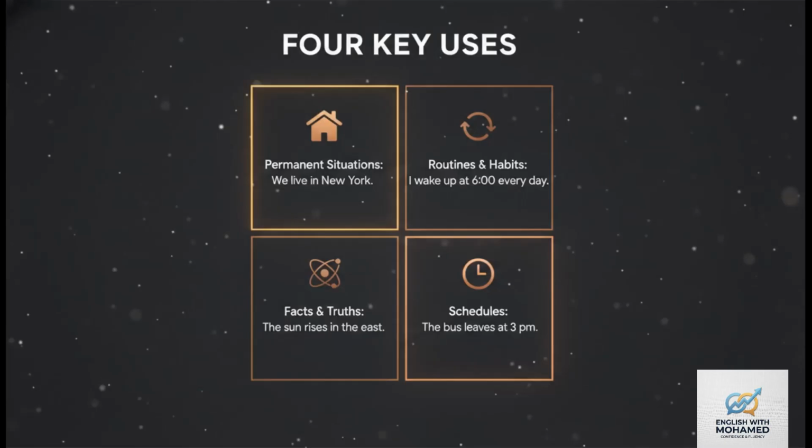This slide breaks it down perfectly. There are really 4 key situations. You've got permanent situations, like where you live. You've got your daily routines and habits, like what time you wake up. Then there are the universal facts and general truths, things that are just always true. And finally, you use it for fixed schedules and timetables, like for a bus or a train. See the pattern? It's all about regularity and permanence.